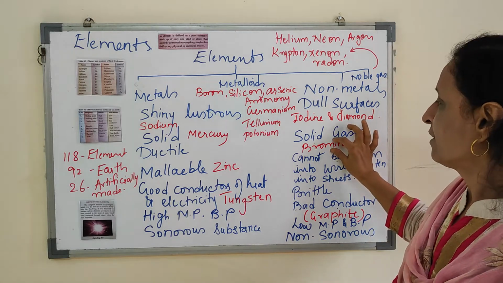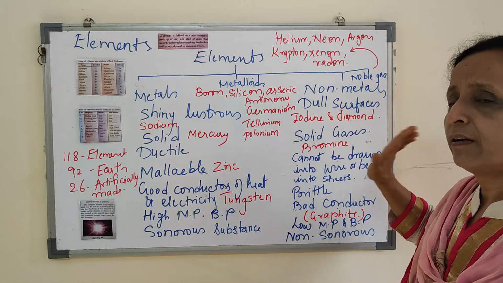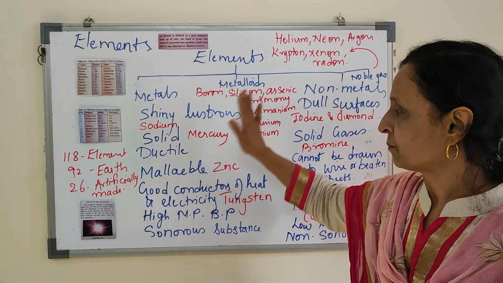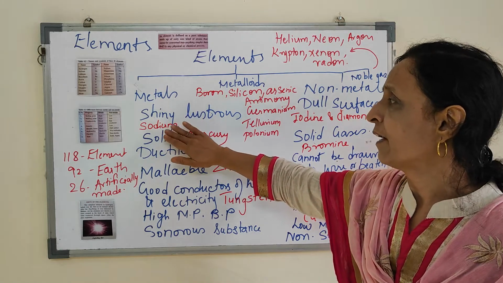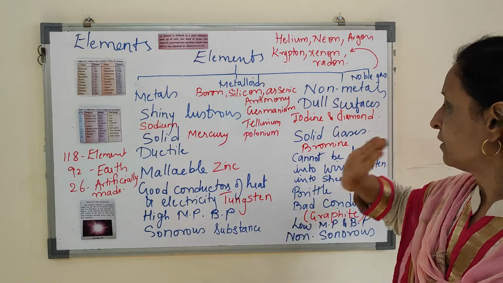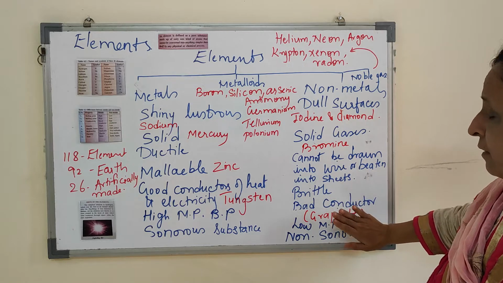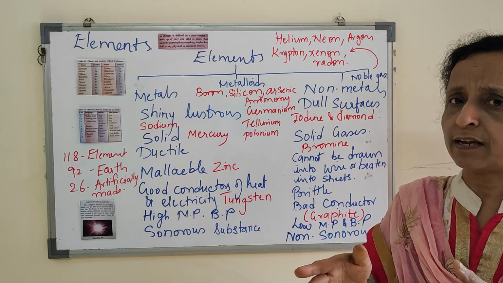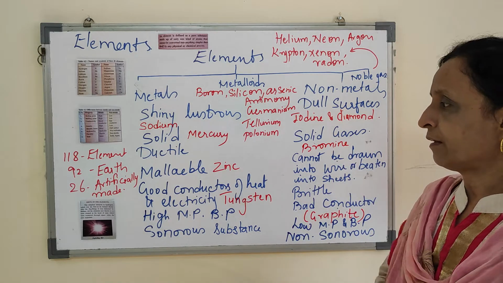So this is an exception. Bromine is liquid; the rest of them are solid or gas. Here mercury is the exception. For malleability, zinc is the exception. For being shiny and lustrous, sodium is an exception. For being a good conductor, tungsten is an exception. And being a bad conductor, graphite is an exception. So a few exceptions also you have to understand and remember, because that will come for your fill in the blanks or for writing the answers.